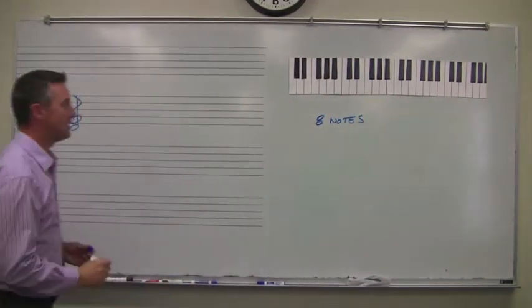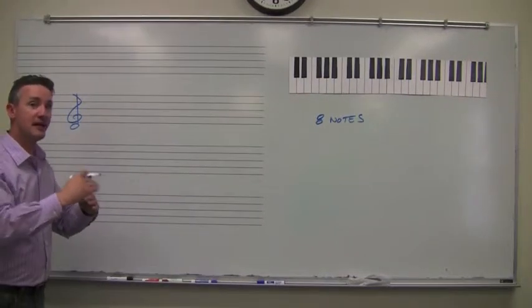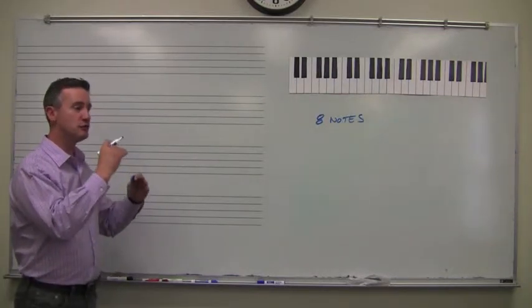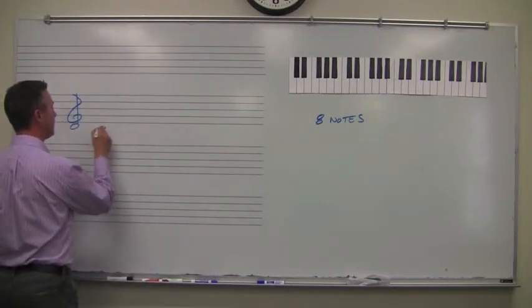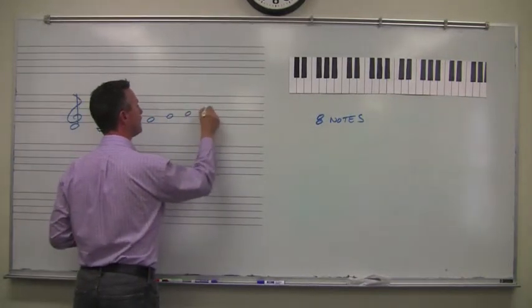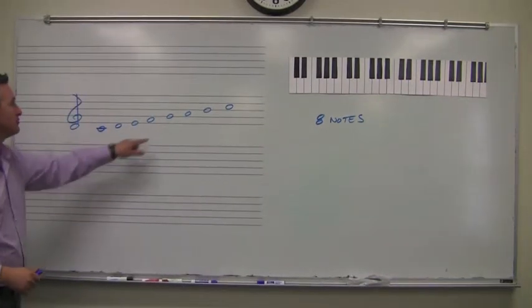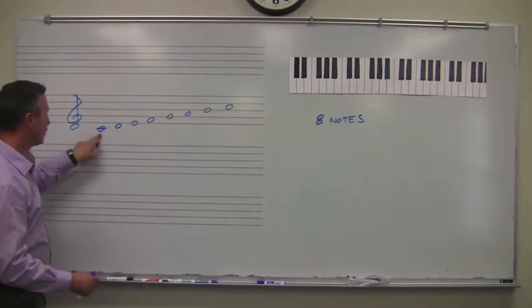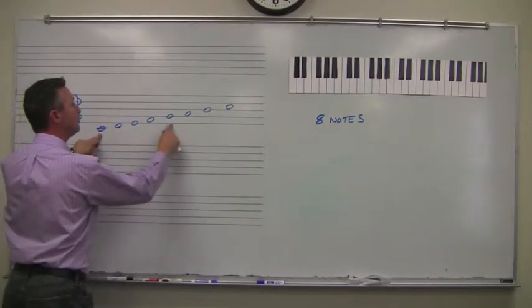The second thing that we can say is that they use consecutive lines and spaces. That is to say that as you are writing the scale out, you use every line and space between the 8 notes. So let's start, say, here, and as I move up to the note that I will end on, which is an octave higher, I use every line and space in between. And indeed, 1, 2, 3, 4, 5, 6, 7, 8. I have 8 notes.